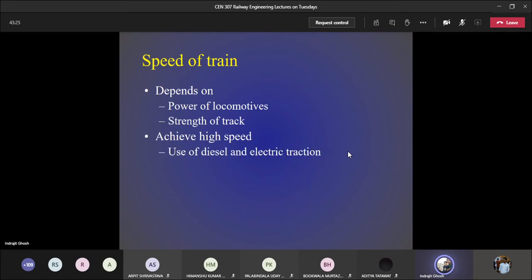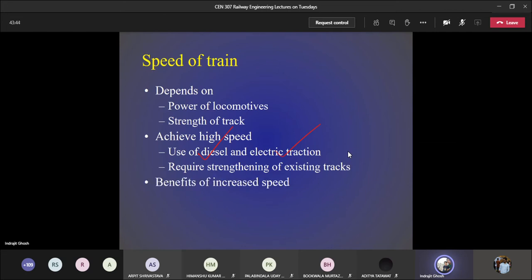So in order to achieve high speed, we know that we have to use a diesel engine or electric engine. You people have already submitted a tutorial, or otherwise we need to go for strengthening of the existing track. We need to make sure that all the devices, everything we have, are really strong. So what is the advantage of increased speed? Everybody will be happy. Like if I am a customer of Indian Railways, I will be able to reach my destination in a shorter duration. So I'll be happy, and in that way I'll be communicating that satisfaction to several people.